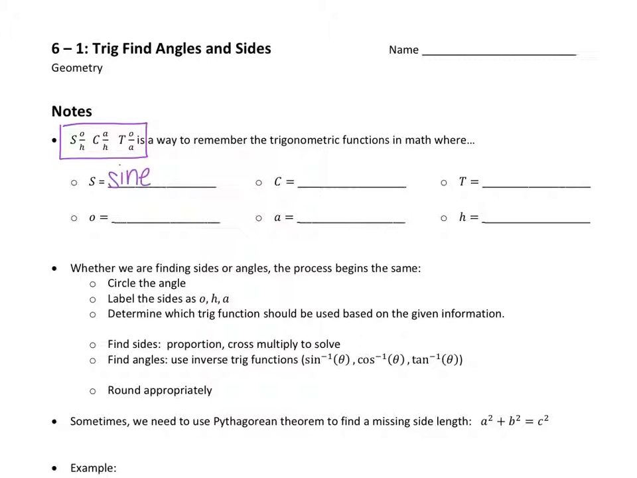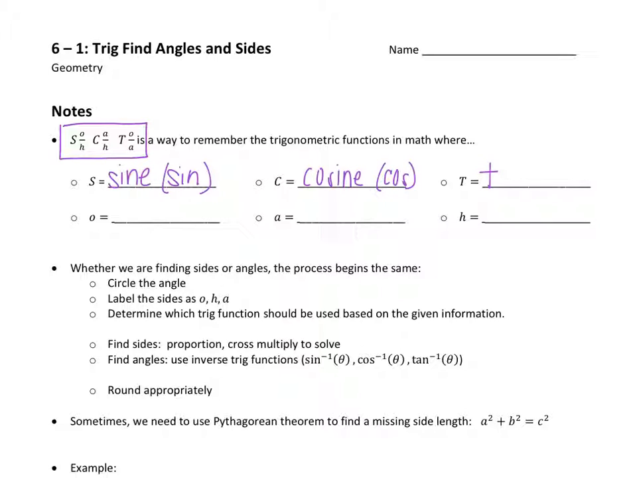And the trig function that you'll see on your calculators is S-I-N. Please don't call it sin. Sine is actually S-I-N. We just shorten it because we're lazy mathematicians. C stands for cosine. We shorten this by using just C-O-S. Again, don't call it cos, it's cosine.